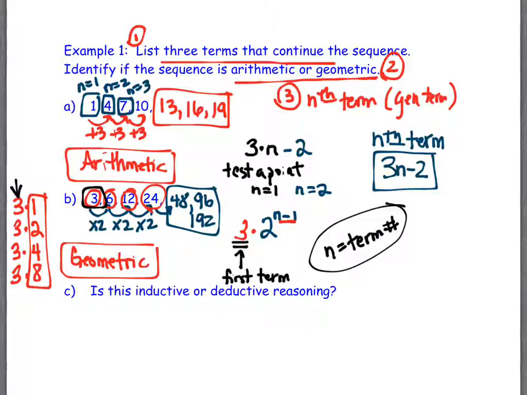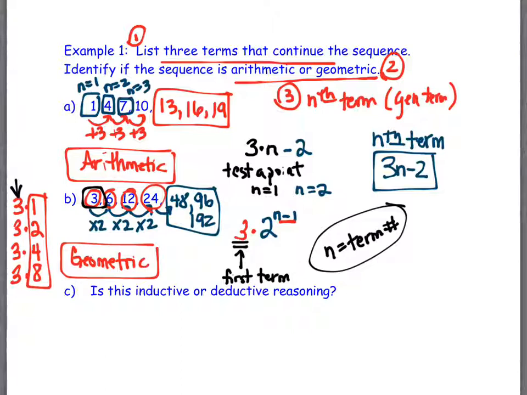All right, so this part right here, part C, says, is it inductive or deductive reasoning? So flip back to the first page of your notes to remember which one was which. Inductive reasoning takes specific examples and creates a general conclusion. Okay? Deductive reasoning takes a general statement and creates specific examples. What did we do on this?